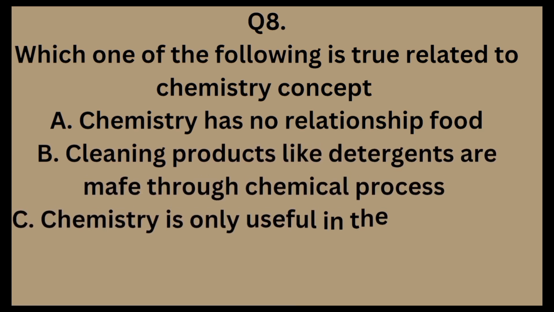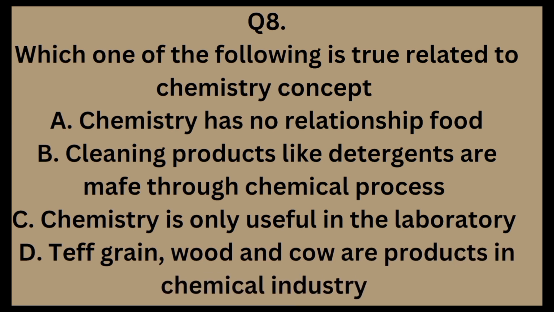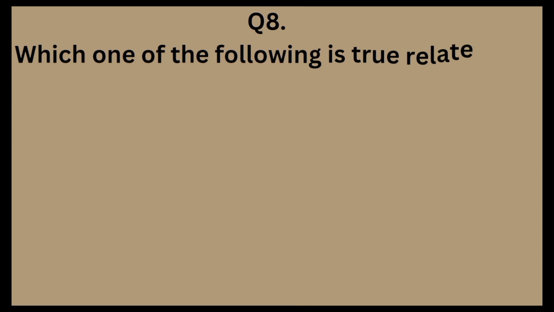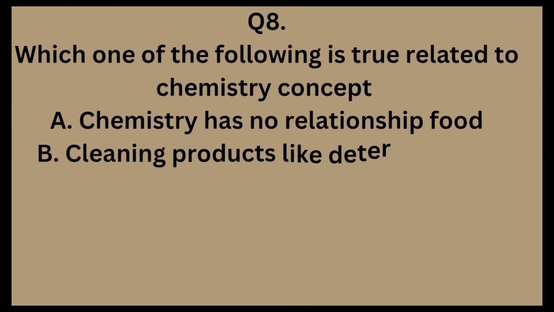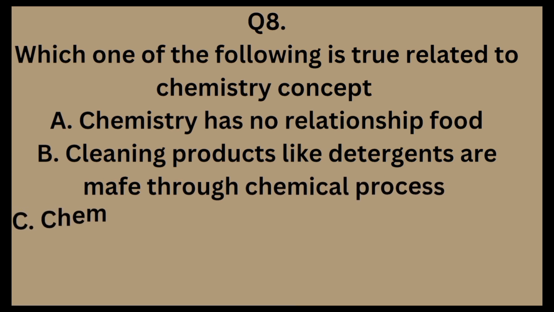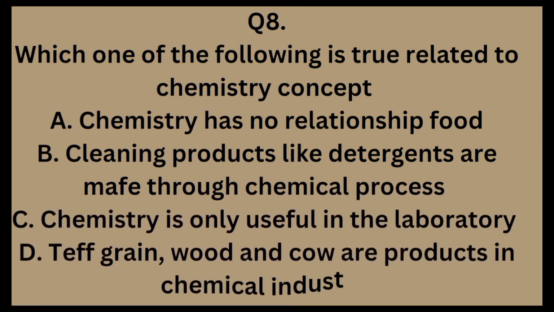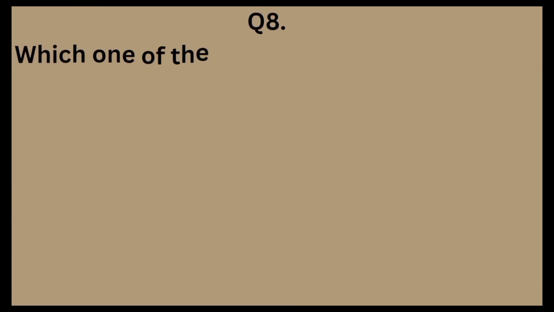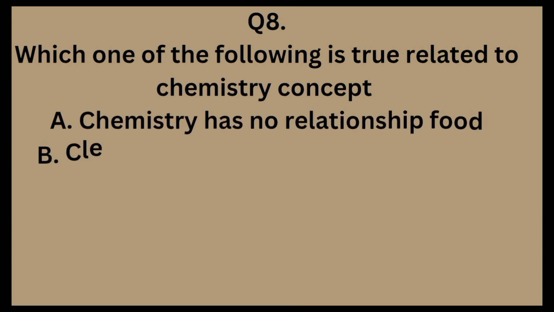Alternative A says chemistry has no relation to food. But chemistry is related to food, preservatives, and many different processes in industry. Due to this reason, choice A is not the answer, because the question asks which one is true, but A is false. Let's take alternative C. It says chemistry is only useful in the laboratory.